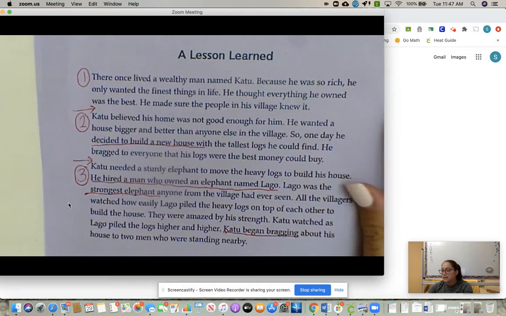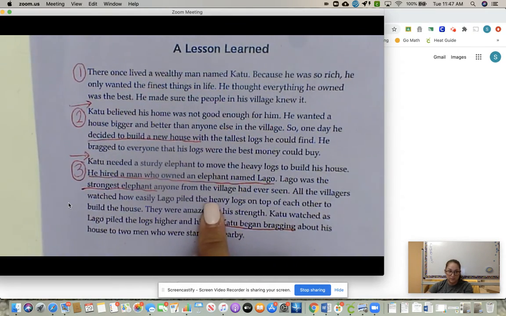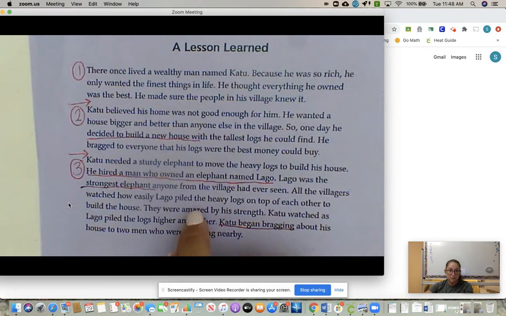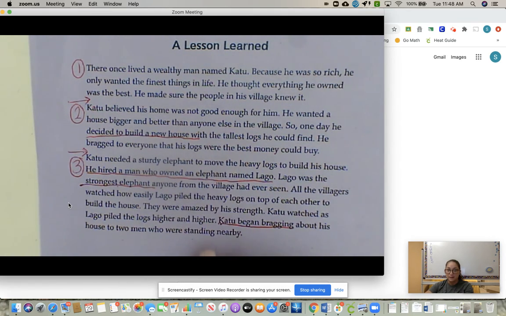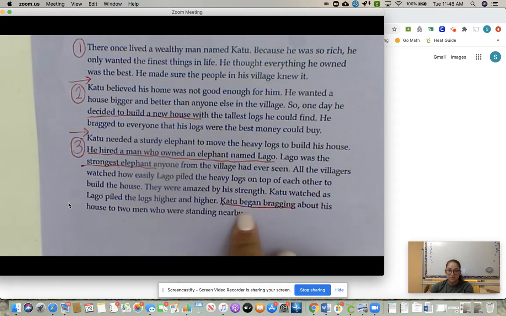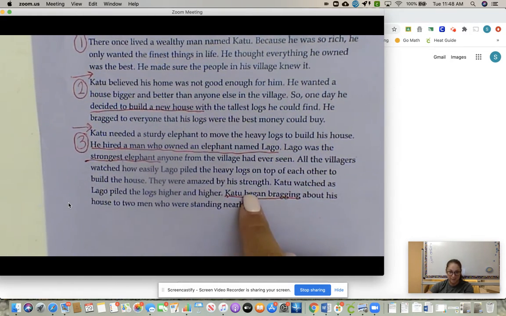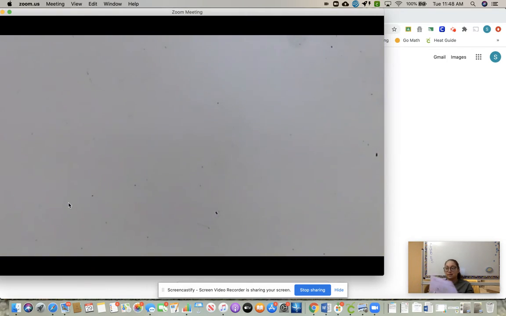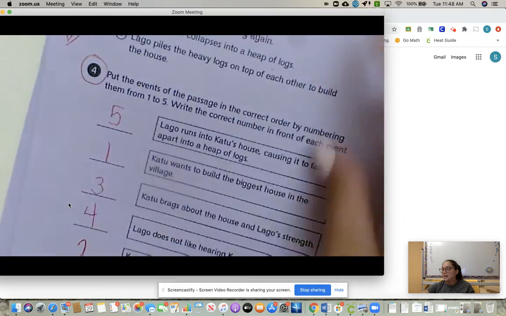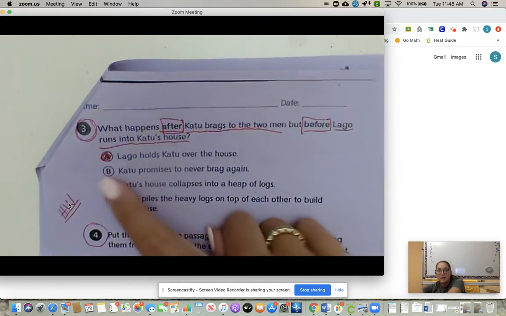So I'm reading. I already read all this. There's no bragging to 2 men. It says he brags, but not to his 2 men. Oh, there it goes. Cat 2 began bragging about his house to the 2 men standing nearby. So whatever happens is going to be after this, but it needs to be before Lago runs into the house.